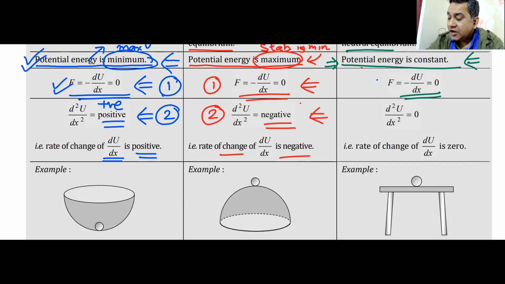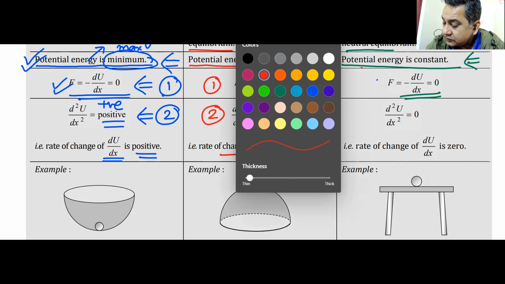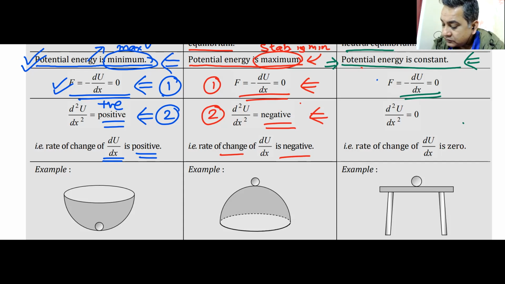Maxima, minima. Now for a neutral equilibrium, in the first case the second derivative is positive, in the second case the second derivative is negative. Positive, negative both are done. So in the third case what happens is it has to be 0.